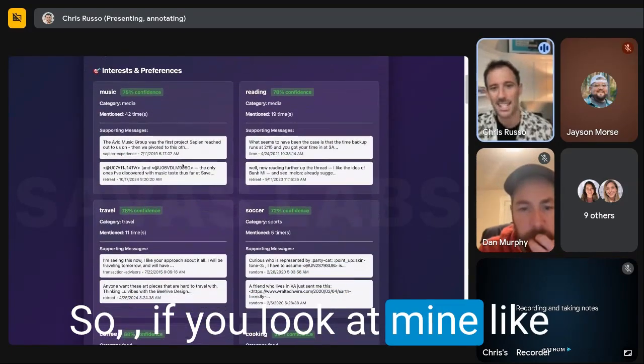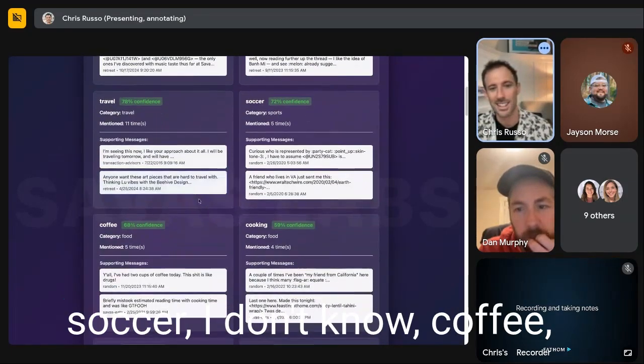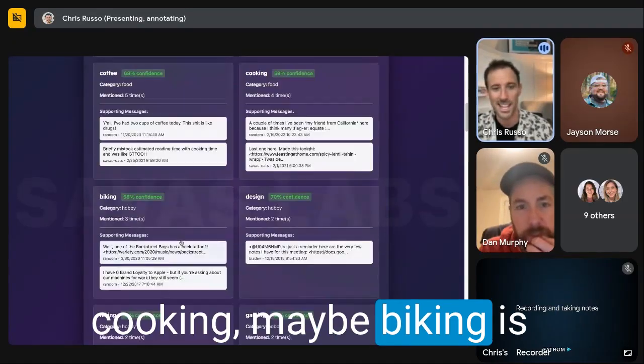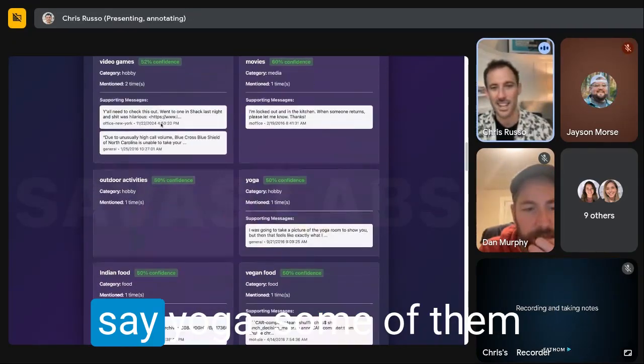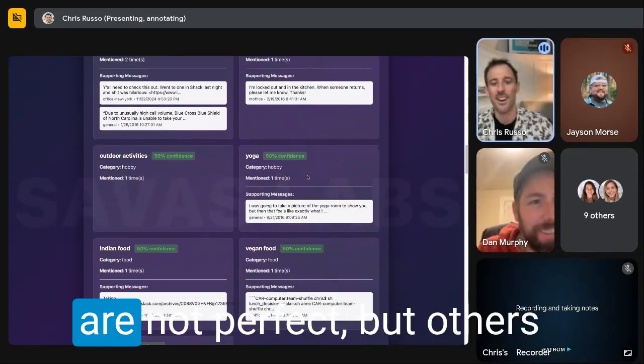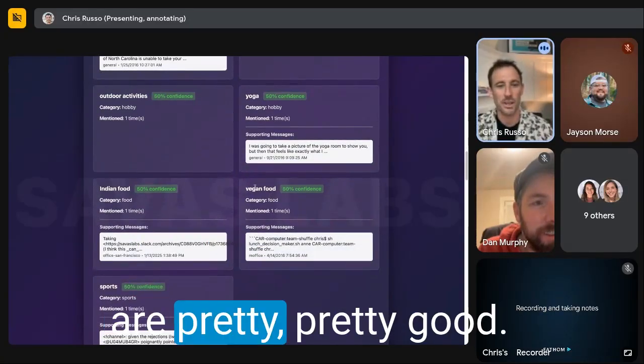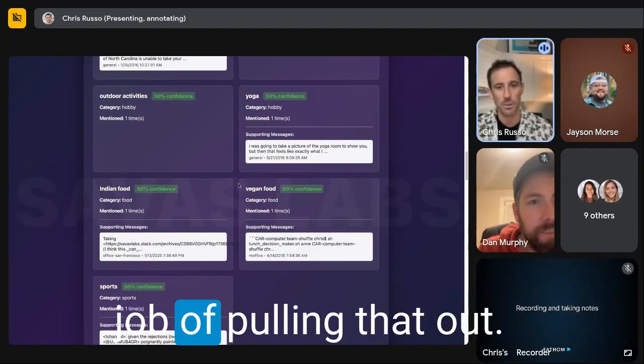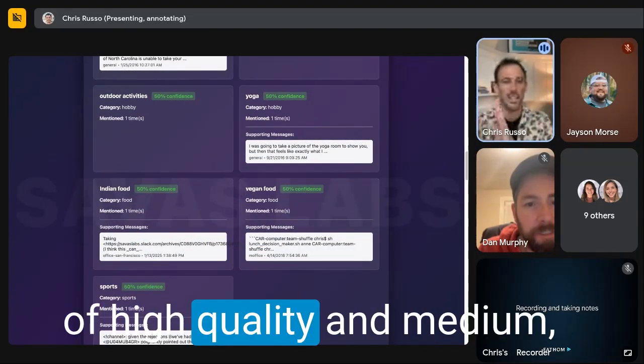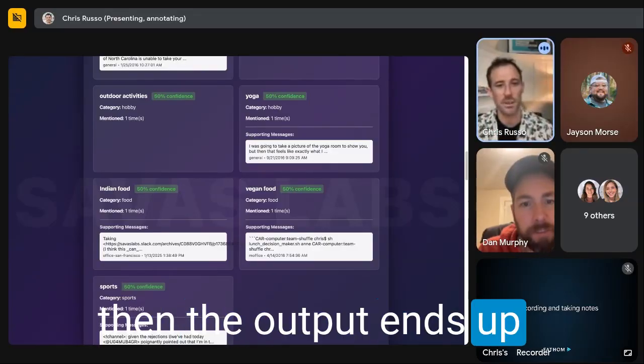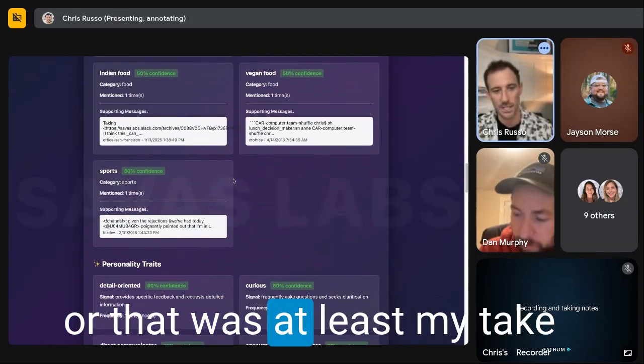So if you look at mine, like soccer, I don't know, coffee, cooking, maybe biking is in there, hiking, I would say, yoga. Some of them are not perfect, but others are pretty good, and it did a pretty good job of pulling that out. So I think if you get a mix of high quality and medium, then the output ends up being still pretty high quality, or that was at least my take.